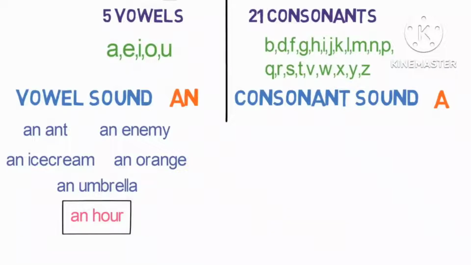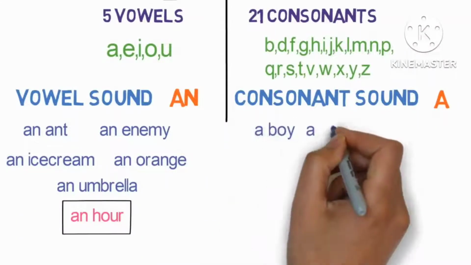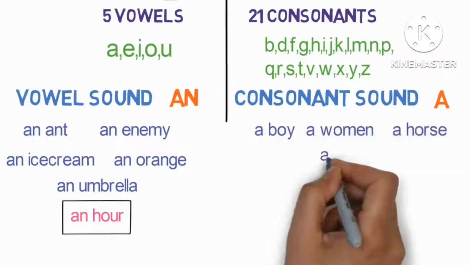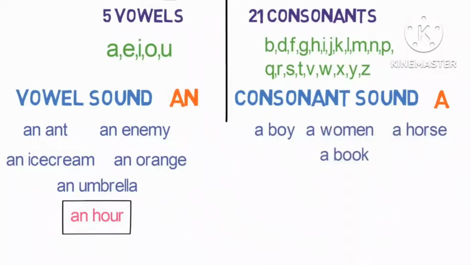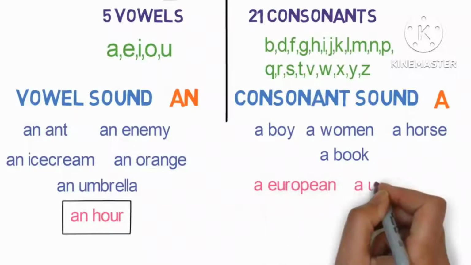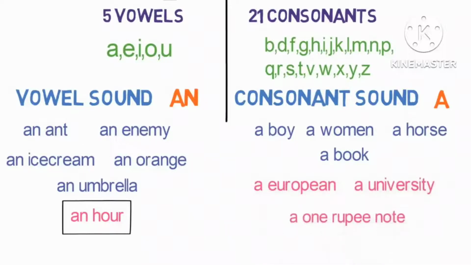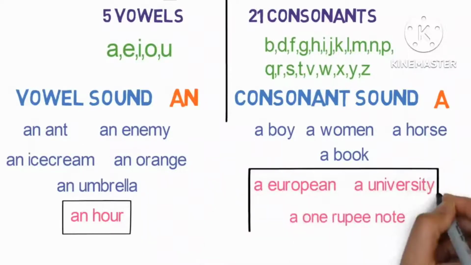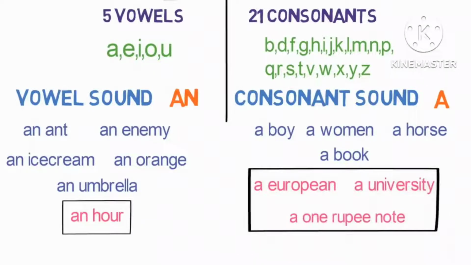Let's look into examples where we use article a before a word. A boy, a woman, a horse, a book. These all start with a consonant sound. Let's look into words which start with a vowel letter but the starting sound is of a consonant. A European, a university, a 1 rupee note. These all start with a consonant sound. So, a is used before these words.